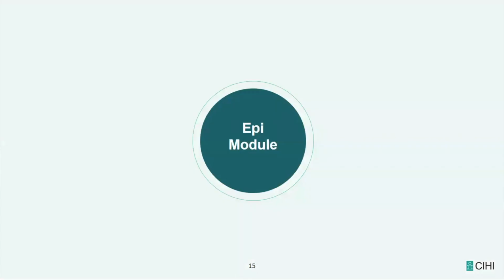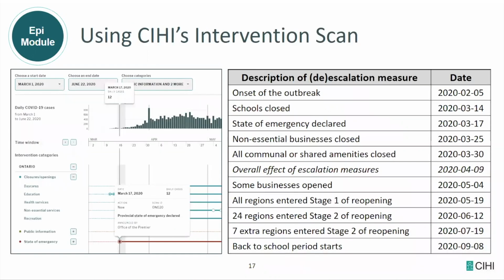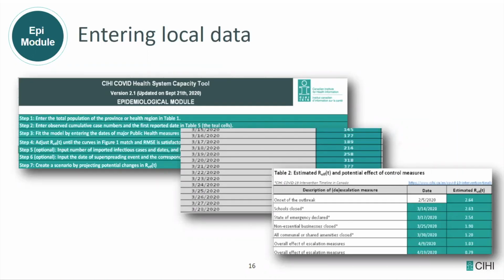I will just briefly describe each of those modules so that you're familiar with them. We'll start by highlighting some features of the EPI module. The EPI module lets the user enter their historical case counts for their region or jurisdiction and the dates of public control measures, such as school and business closures or openings. It then uses the discrete time SIR model to estimate community spread and predict case counts based on the reproductive rate at the time of each intervention measure.